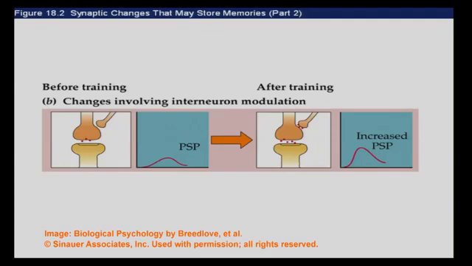Okay, great. So what other things can change? You could change interneuron modulation. So before training, you might have this interneuron here, but it's not doing very much. And so you have your regular excitatory postsynaptic potential, but something happens after training such that you get activation of this modulation. It is activating the presynaptic terminal, and this modulation actually can change the amount of neurotransmitter released, giving you an increased postsynaptic potential.